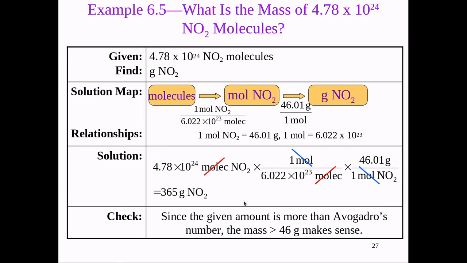If we do our little check here, since the given amount is more than Avogadro's number, right? So now we're at 10 to the 24, where Avogadro's number is 10 to the 23rd. So we're almost 10 times higher now. It makes sense that we're at a greater amount than 1 mole's worth of mass, 46 grams, right? So now we have more mass than 1 mole's worth because we have more than 1 mole.